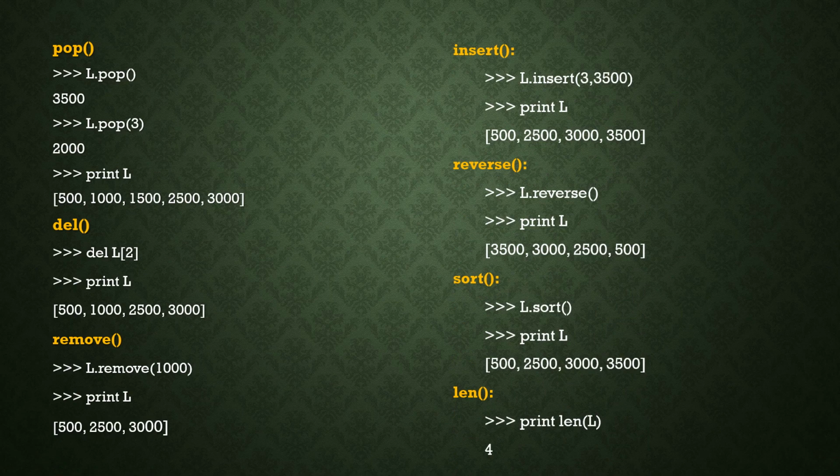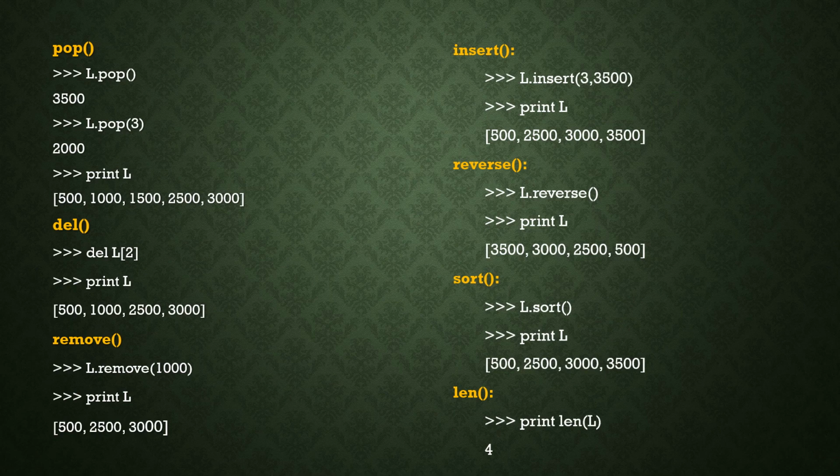Here, the first field indicates the index value and the second field indicates the value. That means L.insert(3, 3500) indicates index value 3, and the value to be inserted is 3500. In the third location you are going to insert 3500, and after insertion 500, 2500, 3000 and 3500 will be displayed.